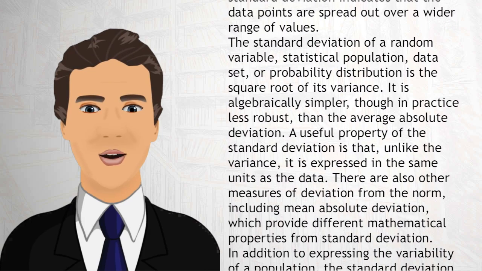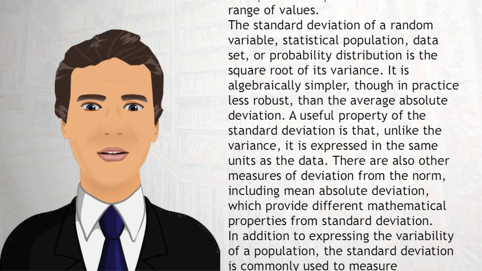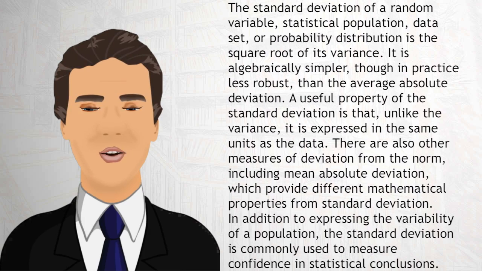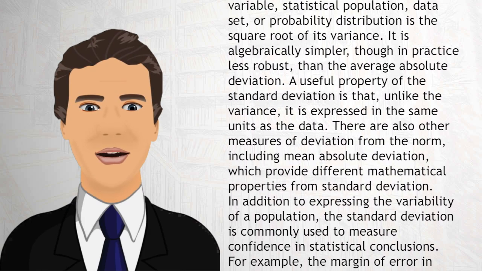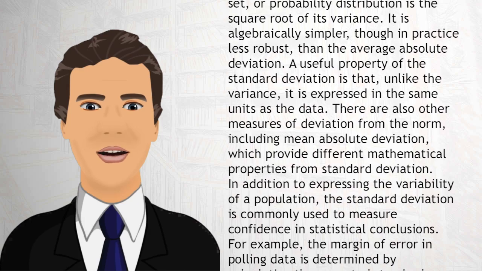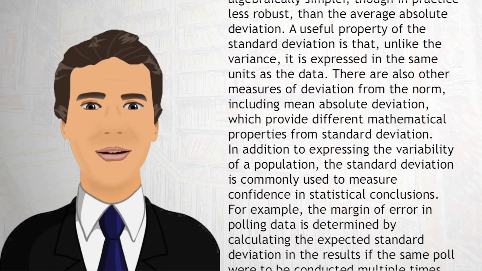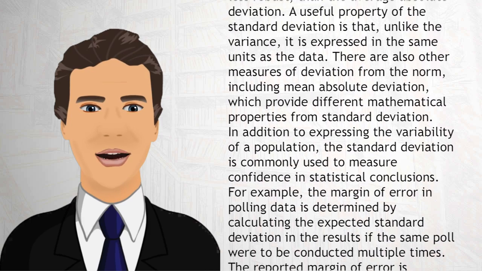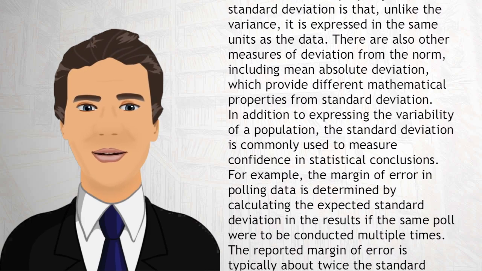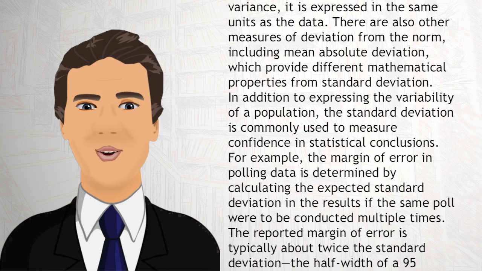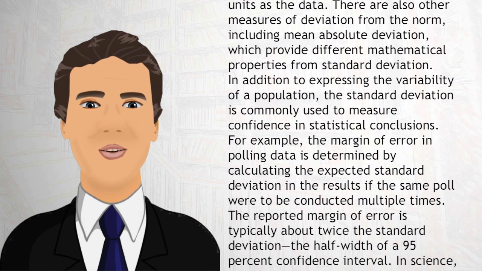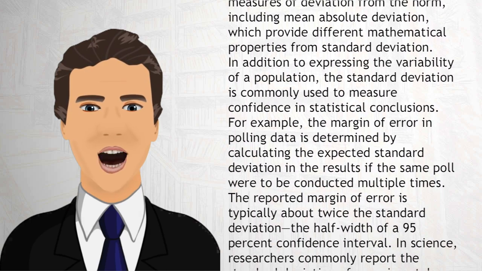A useful property of the standard deviation is that, unlike the variance, it is expressed in the same units as the data. There are also other measures of deviation from the norm, including mean absolute deviation, which provide different mathematical properties from standard deviation.